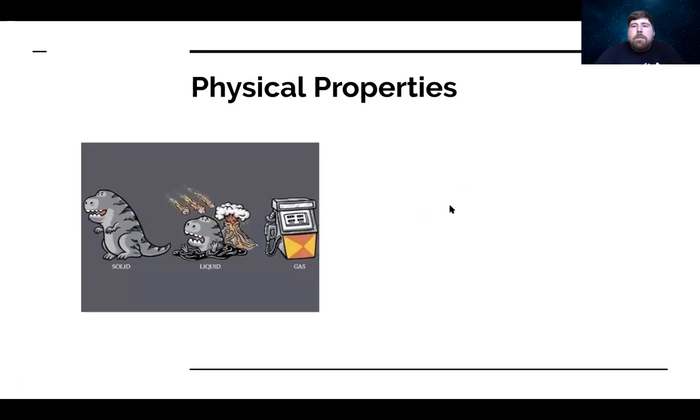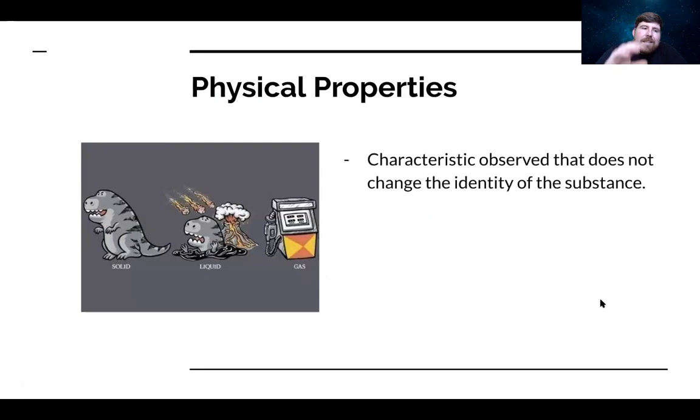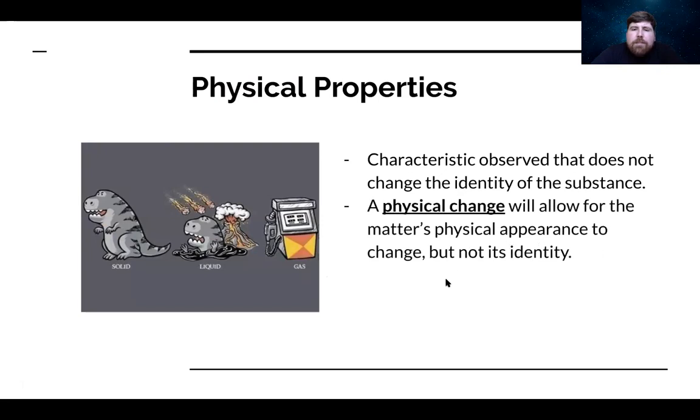When we're looking at physical properties, it's important for us to understand that the identity of the substance does not change when that observation occurs. Essentially, the chemical formula, the chemical makeup stays constant. It stays the same. And along those lines, a physical change is when the matter undergoes some sort of change to its physical appearance, but not its identity. So the formula, all the chemical bonds stay the same when a physical change occurs.